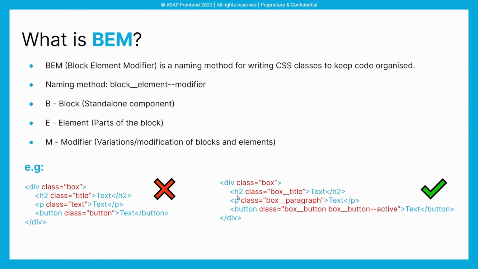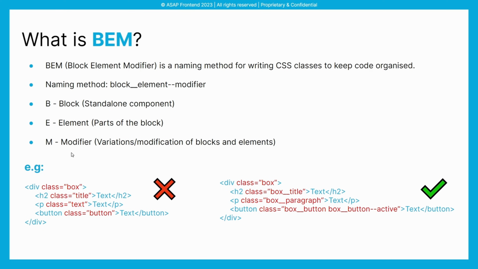So we're going to give the H2 a class of box__title because it is a title within the box. We're going to give this paragraph a class of box__paragraph because it is a paragraph within the box. And then we're going to give this button a class of box__button because it is a button within the box.